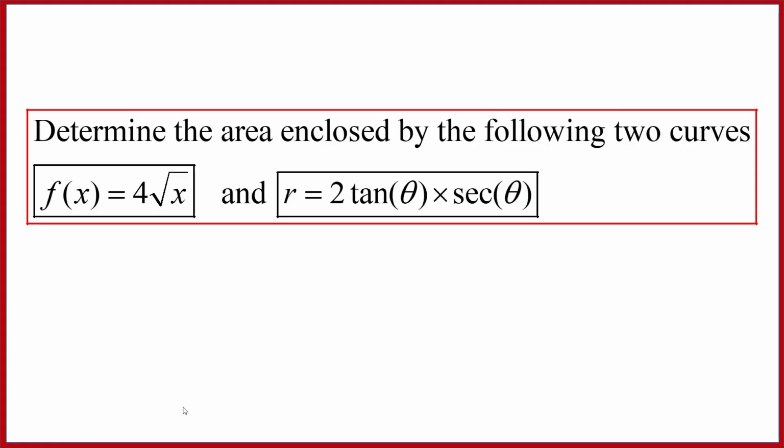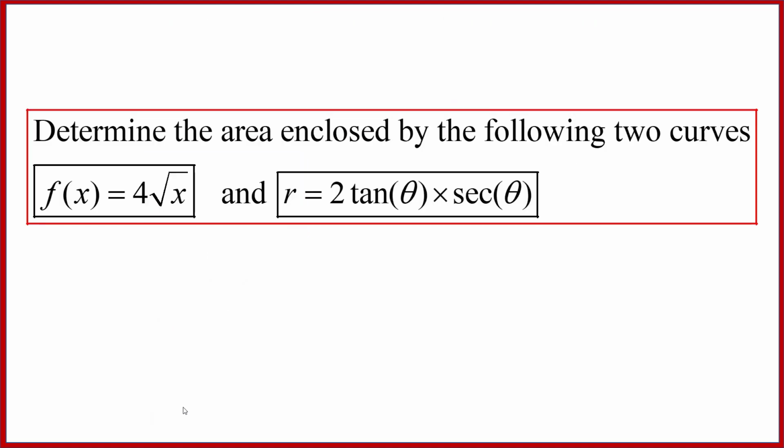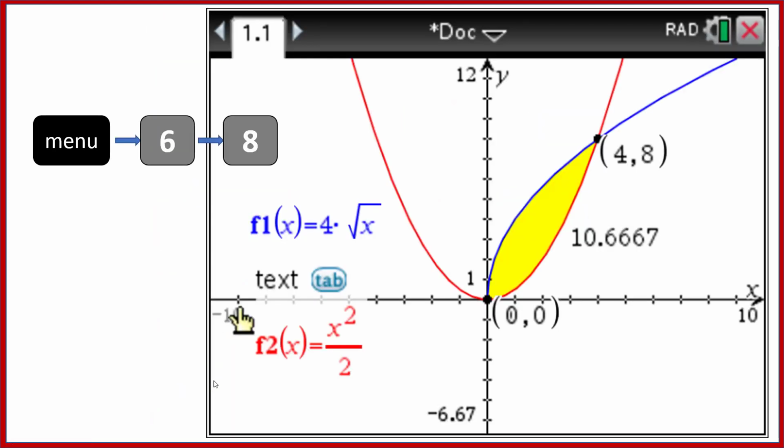That's really it. Now this is a question that you need to try. Determine the area enclosed by these two curves, and you will see if I go back, one of them actually is in polar form, and you need to convert that into Cartesian form. So when I convert it to Cartesian form, that's what it translates to. Now you will see it's a very simple quadratic. So these are the two.